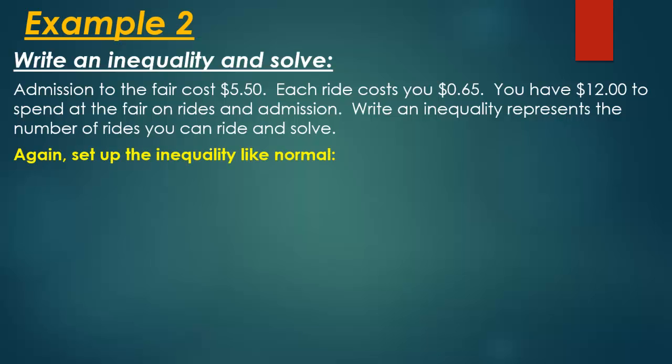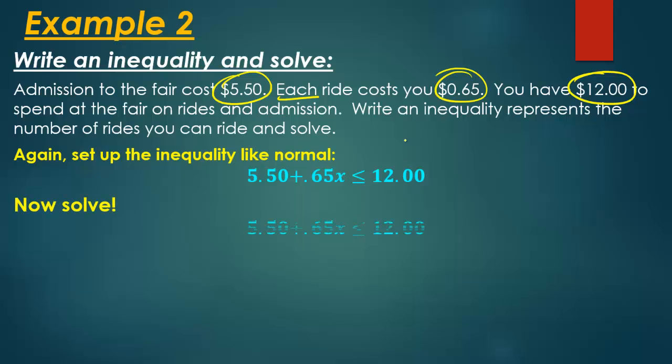So again, set it up like normal. 65 cents, that's for each ride, so that's going to get the variable. 5.50 is our admission, so that's our constant or our base amount. And $12 is the biggest number, so that's going to go on the other side. And then just solve it like normal.